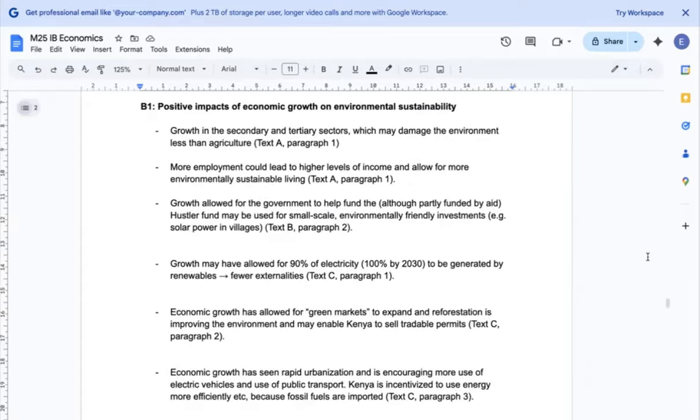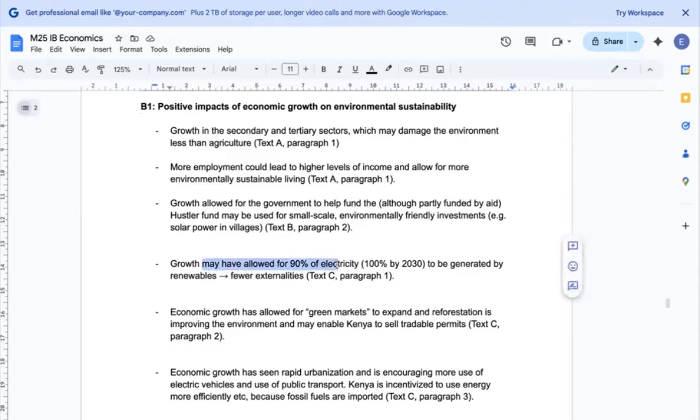First, the discussion can focus on the positive impact of economic growth on environmental sustainability. So I brought multiple references from the text and the data given. So one is growth in the secondary and tertiary sectors, which may damage the environment less than the agriculture. So the growth can be positive in terms of transitioning to different industry. More employment could lead to higher level of incomes that allow for more environmentally sustainable living. And growth can allow for the government to help funding to other different productive sectors.